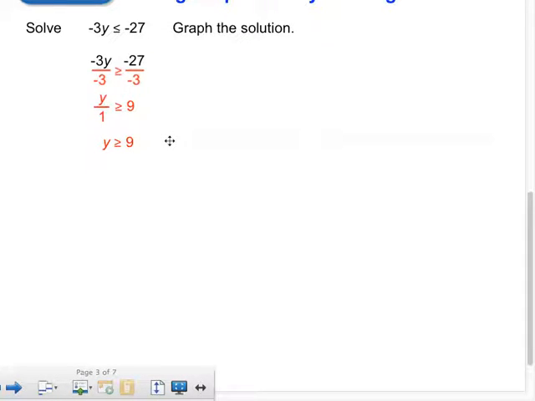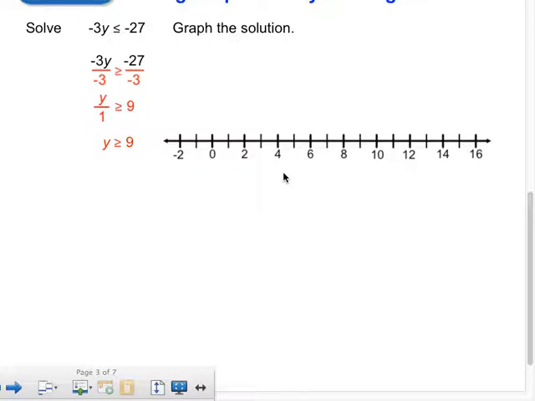Can you tell me what that graph is going to look like? So here's my number line. Open circle, closed circle? Closed circle, very good. And where's my closed circle going to be? It's going to be at the 9, very good. And here's where 9 is on the number line. Am I going to shade to the right or to the left? No, left would be less than. If I pick any number left of 9, say 8, is 8 greater than or equal to 9? That's false. So we wouldn't shade that way. We'd shade to the right.